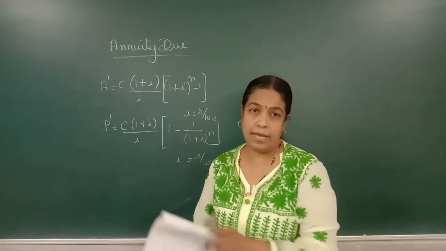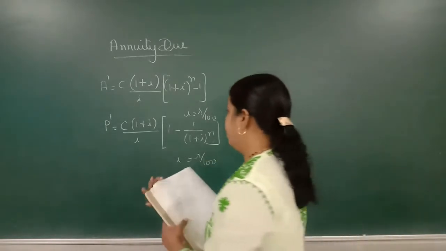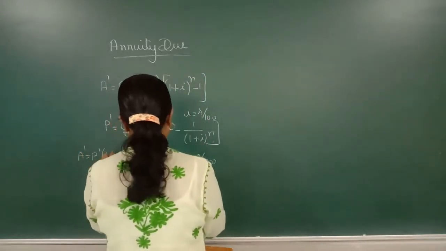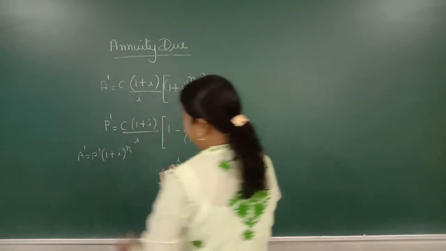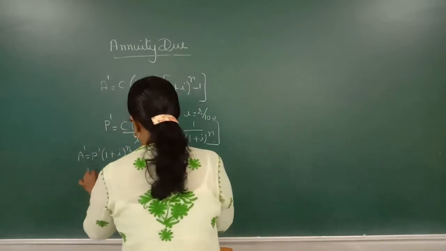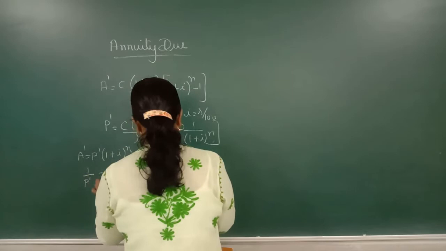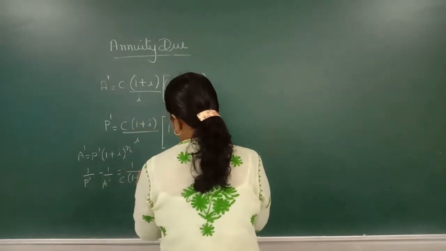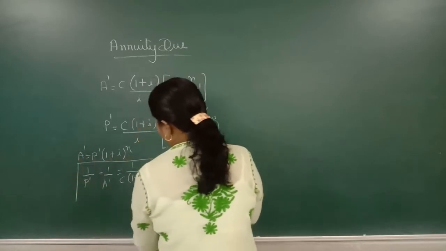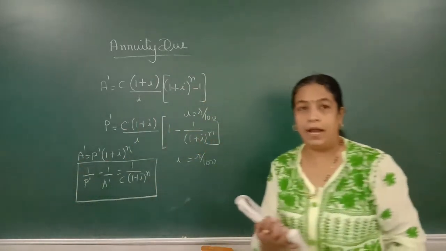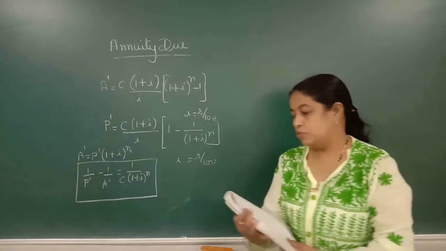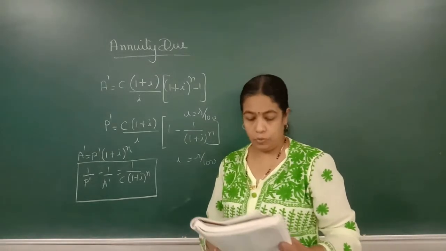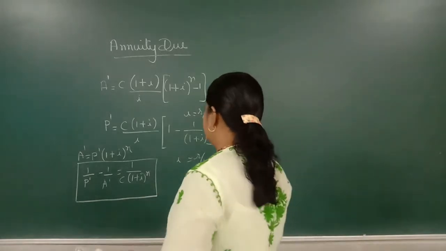The same relation is there between A and P. A dash is equal to P dash into bracket 1 plus i to the power n. This is one relation. Another is 1 upon P dash minus 1 upon A dash is equal to 1 upon C into bracket 1 plus i, that is, the difference between the reciprocals of present value and the accumulated value. So these are the four formulas which we are going to use. Now we will see the sums on this.